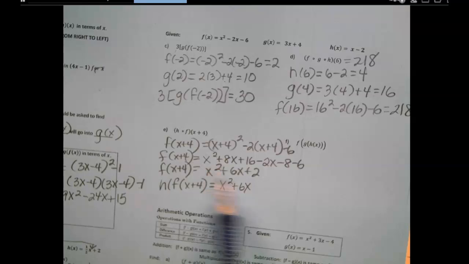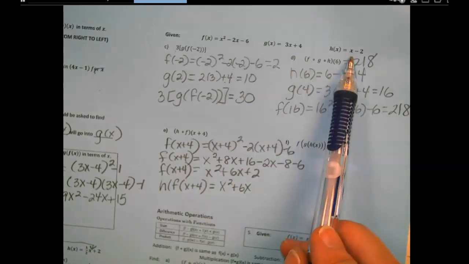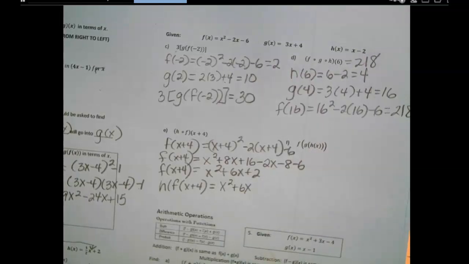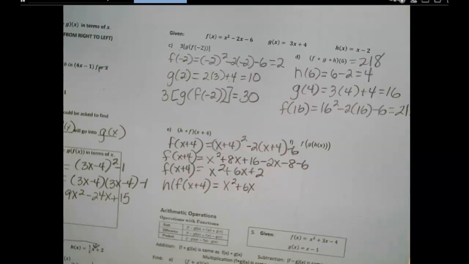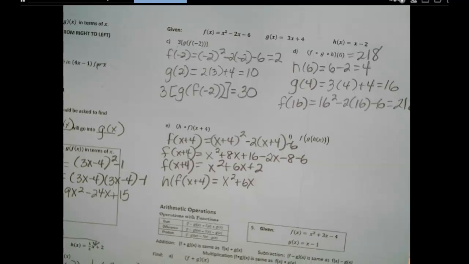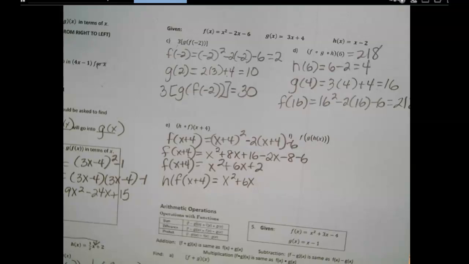And then I'm going to take this, and I have to put it back in my h function, which adds the minus 2. So what's 2 minus 2? They cancel, and it just leaves you with the x squared plus 6x. Okay, any questions on that?